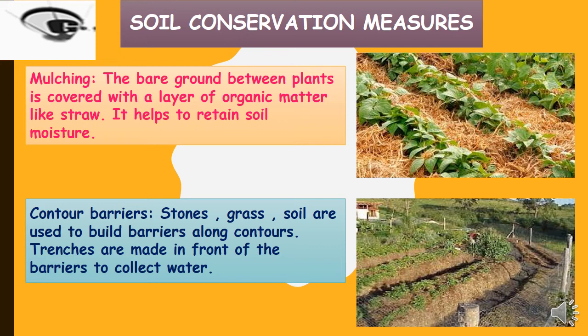The second method is contour barriers. Contour barriers are nothing but just making barrier sort of thing. Here, the barriers are made with the help of stones, grass, or soil so that water stays in between the plants.